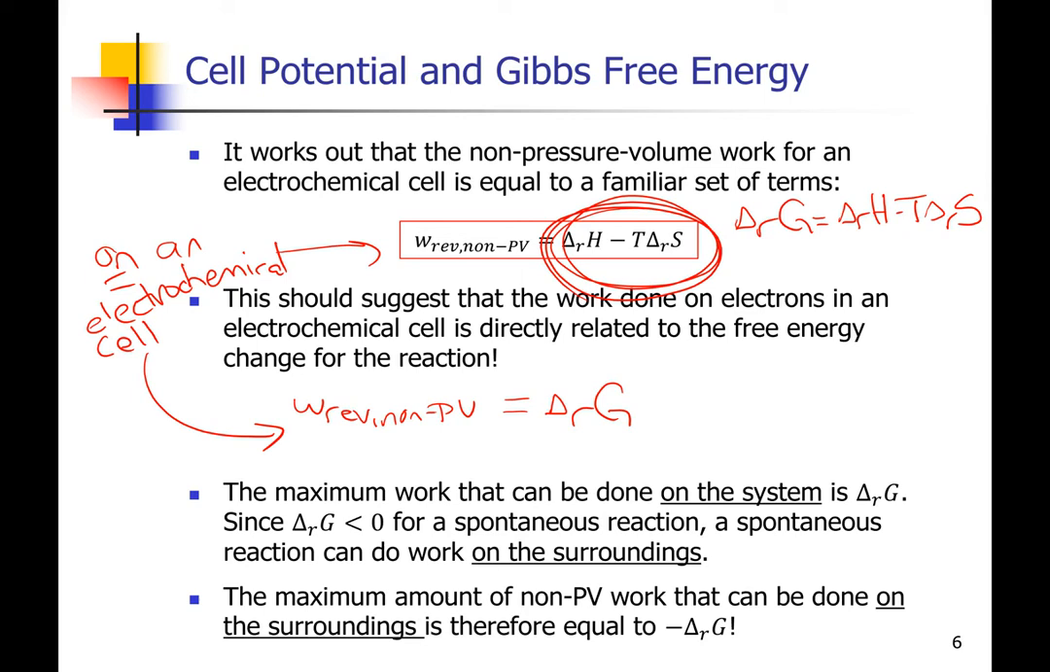We're not interested in the work that's done on the system by the surroundings. We're interested in the work that's done by the system on the surroundings. But that's okay, because it's very easy to get from one to the other. If the system did 2 units of work on the surroundings, then that means that the surroundings did negative 2 units of work on the system. Similarly, if the system did negative 2 units of work on the surroundings, then that means that the surroundings did 2 units of work on the system. It's the same number, we just switch the sign because we're switching the perspective.